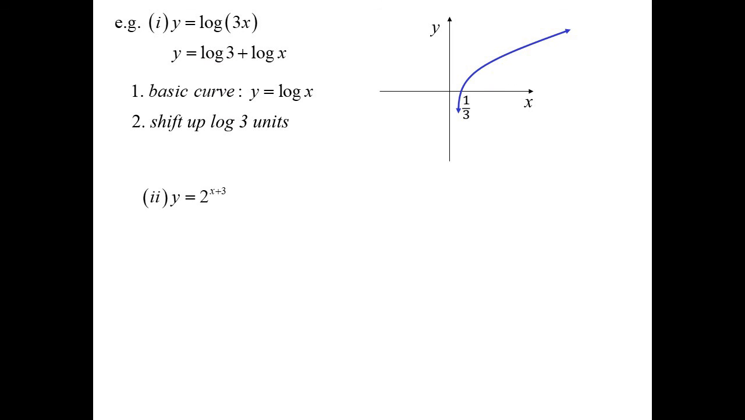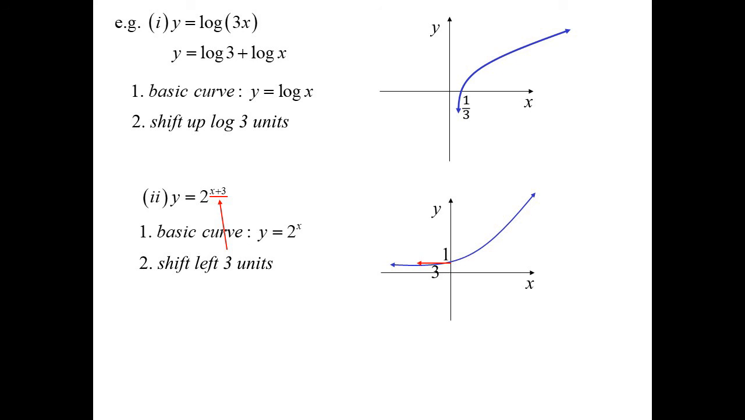Y equals 2 to the power of x plus 3. So the basic curve, 2 to the power of x. But this time, the shift is grouped with the x value. So we know it's a horizontal shift, and that would be 3 units to the left for this one. So I would slide across, and there's 2 to the power of x plus 3. So all those shifting ideas that we saw earlier still apply to these functions as well.